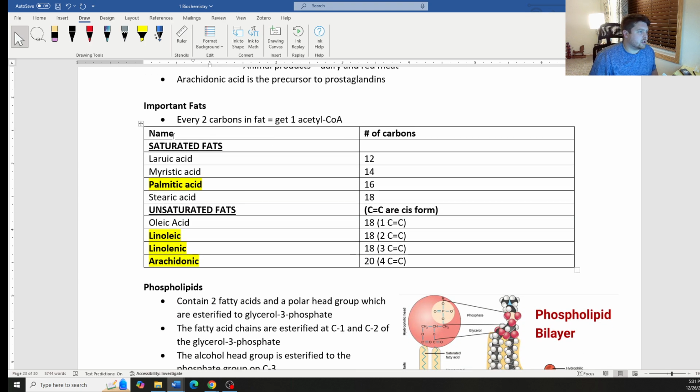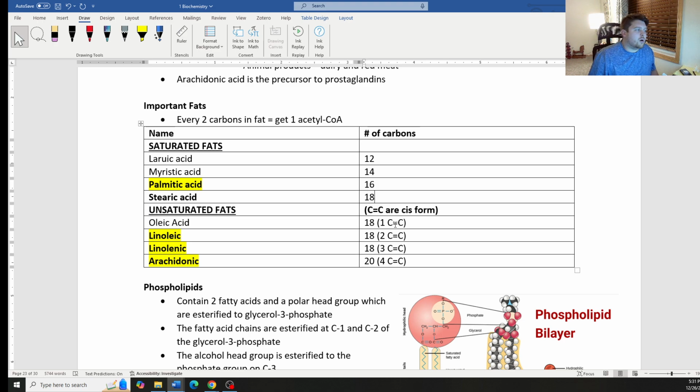This next little chart is unfortunately just a memorize type chart. Sometimes these get asked. The most common ones to get asked are palmitic acid, stearic acid, and then the essential fatty acids. We want to remember the name as well as the number of carbons. So lauric acid has 12 carbons, myristic acid has 14, palmitic acid has 16 carbons, stearic acid has 18 carbons.